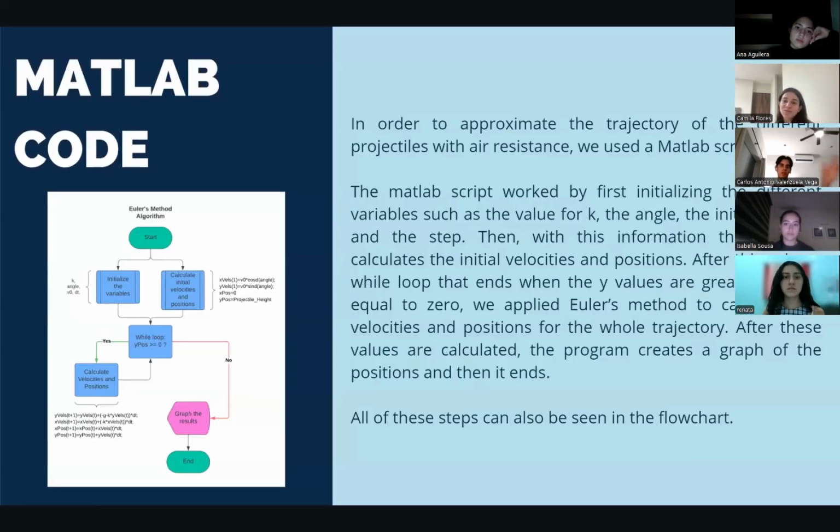Okay, here's our MATLAB code we use to approximate the trajectories. First, we need to initialize the variables such as K, the angle, initial velocity, and the step. Then, with this information, the program calculates the initial velocities and positions. After this, using a while loop that stops when the Y position is less than 0, because we don't want the ball to go lower than 0, the while loop calculates the different values for the Y positions, X positions, and both the velocities. We do this using Euler's method, and then we plot the given values for position in order to get the trajectories.